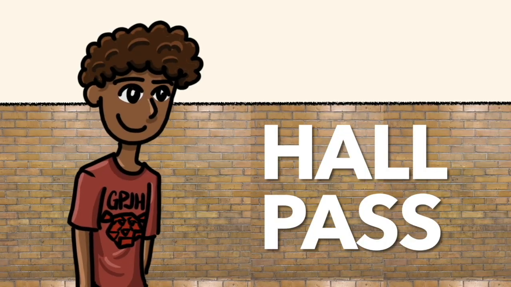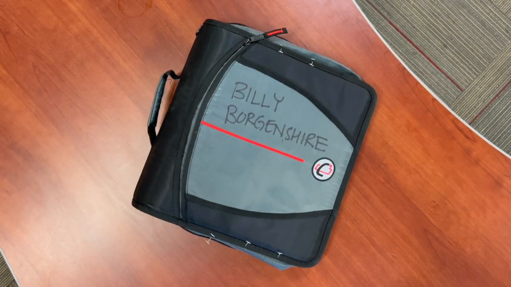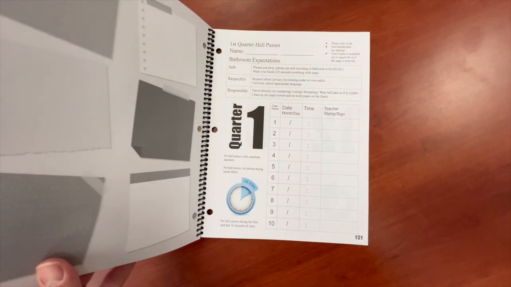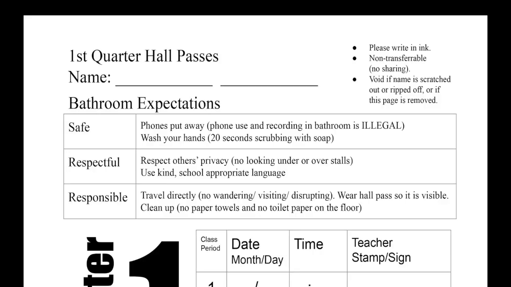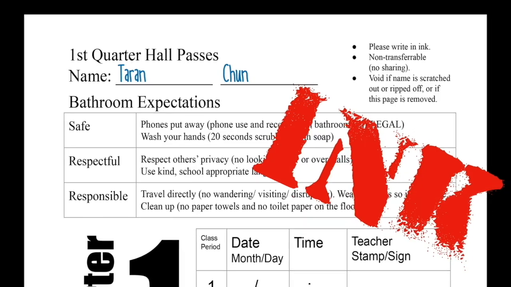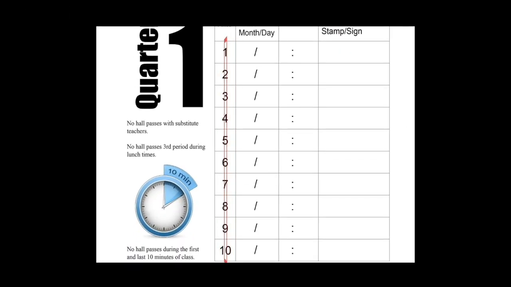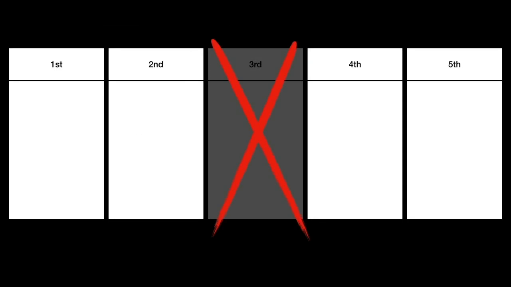The last thing we're going to talk about in this video is your hall pass, which you will find in your planner in your binder. If you turn to page 121 in your planner, you'll notice that you have the first quarter hall passes. Make sure that you write your name at the top and write it with ink. If it's not written in ink, it doesn't count. Next, you'll notice that you have 10 hall passes. These can be used at any time as long as your teacher approves it, with the exception of third period. There will never be any hall passes given out third period.